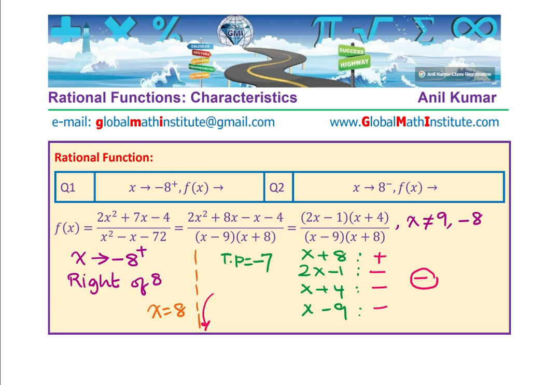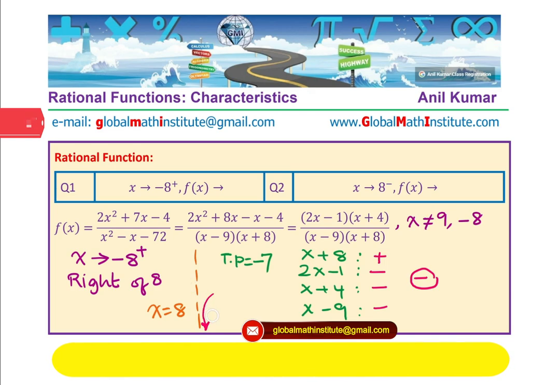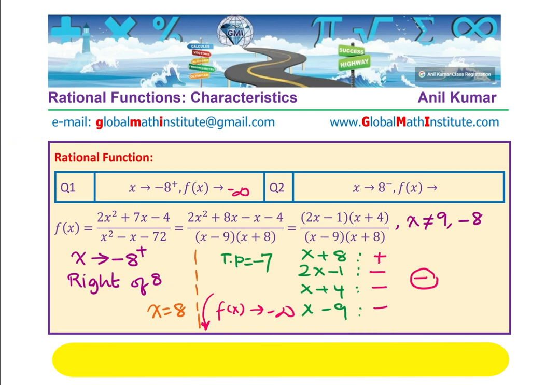Do you understand? That is what it means. When x approaches minus 8 from the right hand side, f of x is approaching minus infinity. You understand? That is how we can answer this part of the question. Correct? Now, can you do the same thing for when x approaches minus 8 from the left hand side?